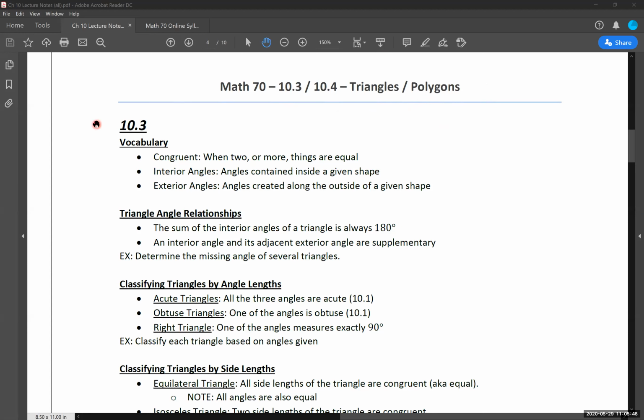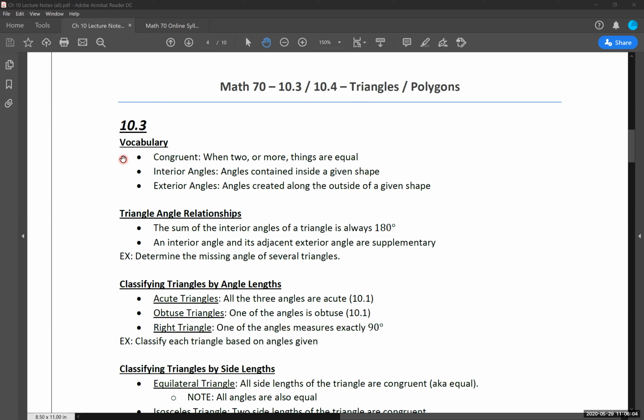So first things first, with 10.3, we have some vocabulary that we need to go through. And this vocabulary is not unique to just the 10.3 material. It's not unique just to triangles. This goes for a lot of different forms of geometry and basically polygons that we're going to be working with.